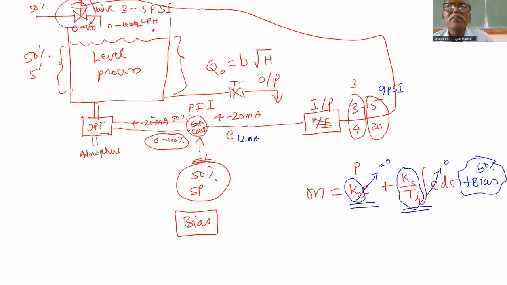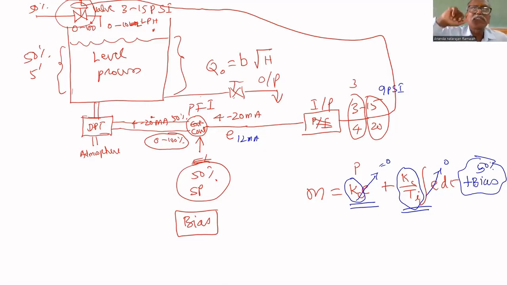What is time constant? I think in the transducer lab, you might have found the time constant of an RTD. You inject the RTD inside the boiling water. At what time it reaches 63.2% of the final value, the time taken for that is the time constant. Am I correct or not? That experiment you did.